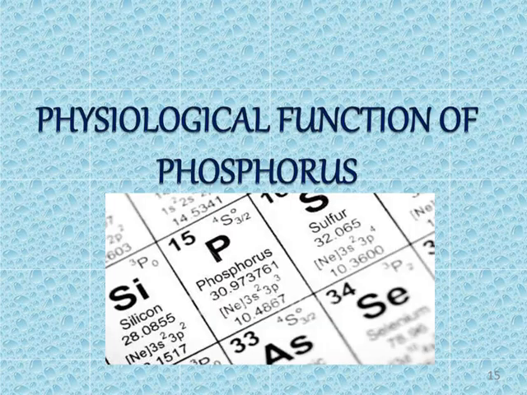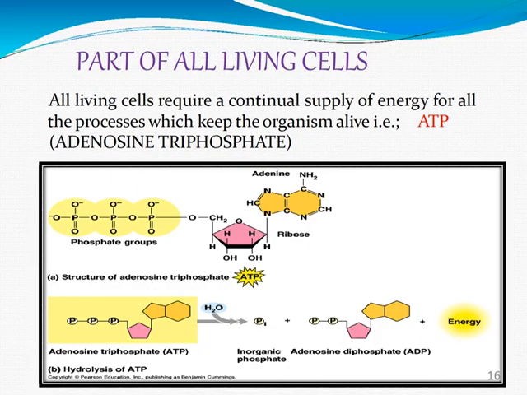Physiological functions of phosphorus. Part of all living cells. All living cells require a continuous supply of energy for all the processes which keep the organism alive. For example, adenosine triphosphate, and phosphorus is a part of adenosine triphosphate. So, all living cells and all living things need energy, which is provided by ATP, and phosphorus is an integral part of ATP.